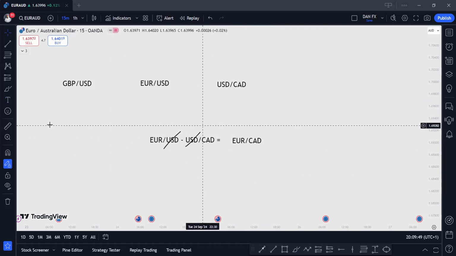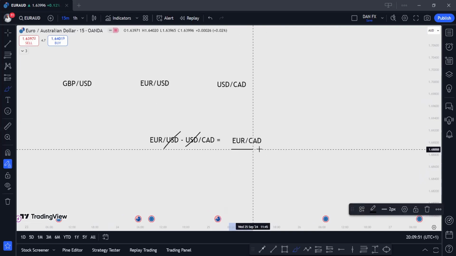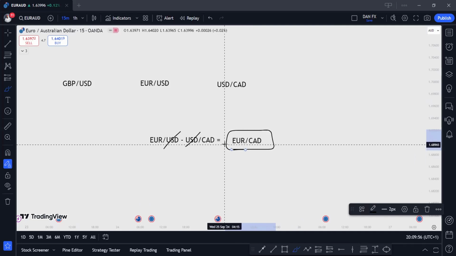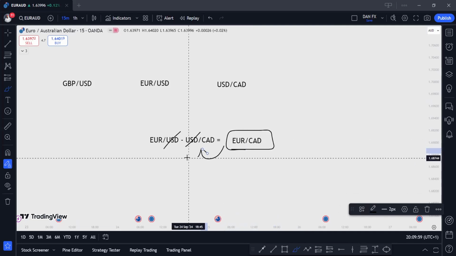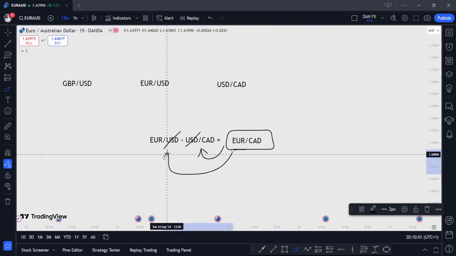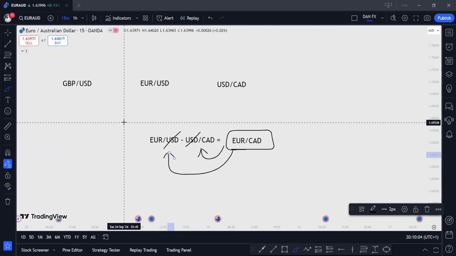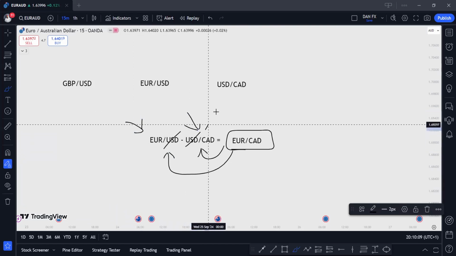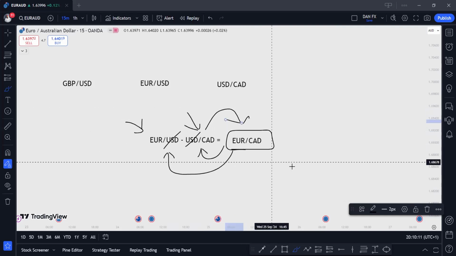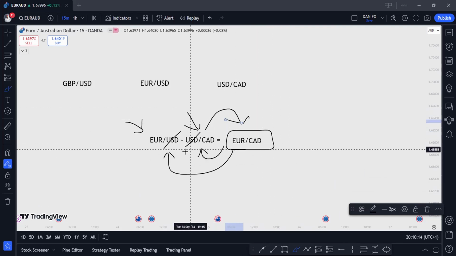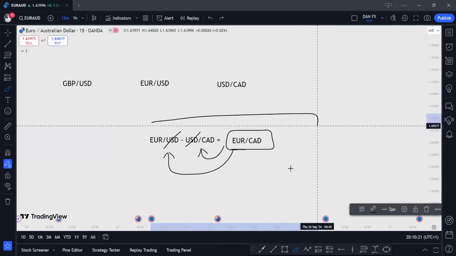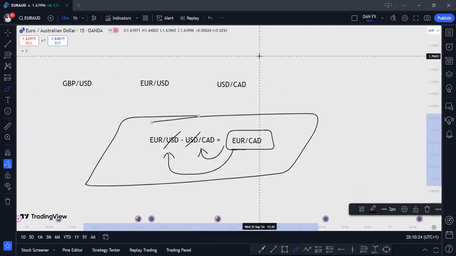You have Euro/CAD. So basically, that means if you're going to be analyzing this pair or looking to trade this pair, you also have to look at what's happening on USD/CAD, and also look at what's happening on Euro/USD. Why? Because how Euro/USD and USD/CAD behave is going to determine how Euro/CAD behaves, right? So now the thing is, market makers can't move these three pairs at the same time, because that's going to cause a problem.